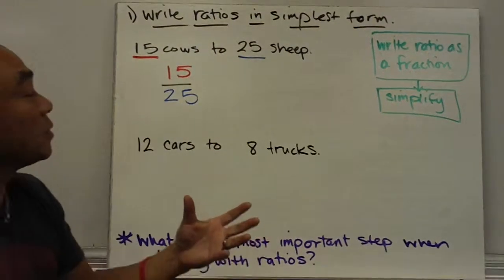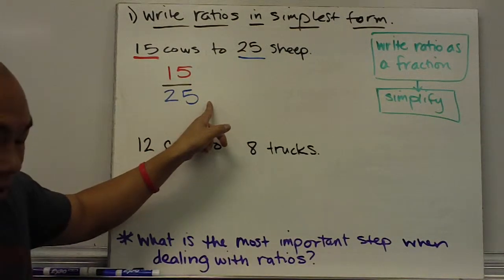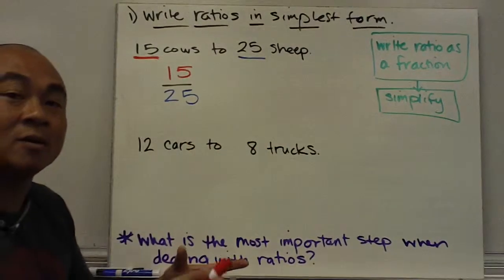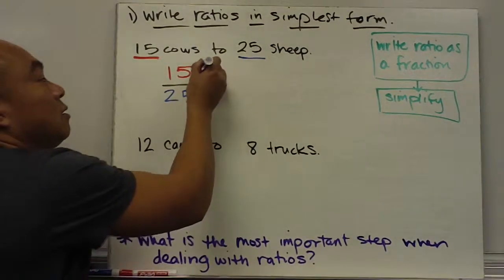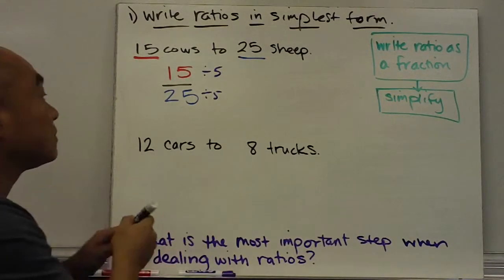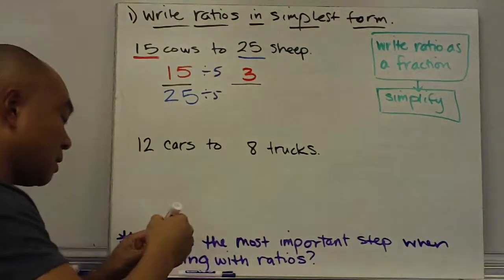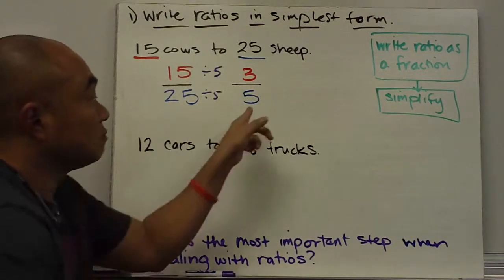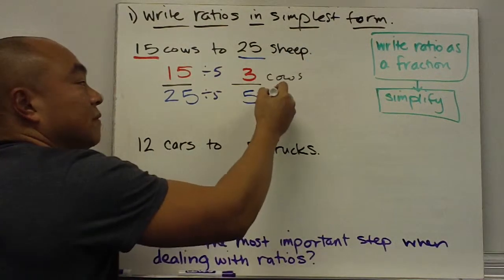And again, this part is the hardest part, because you need to figure out between 15 and 25, what number can I evenly divide from both 15 and 25. You can choose a large number, or you can choose a smaller number. At the end, you want it so that there's no other number that they could both divide by. Here we have 15 and 25. I'm going to choose 5. If I divide here by 5, divide here by 5, because I know both of them will be divided by 5 evenly, 15 divided by 5 is 3, and 25 divided by 5 is 5. And that's it. Okay? And if we wanted to finish it up with the words, 3 cows to 5 sheep.